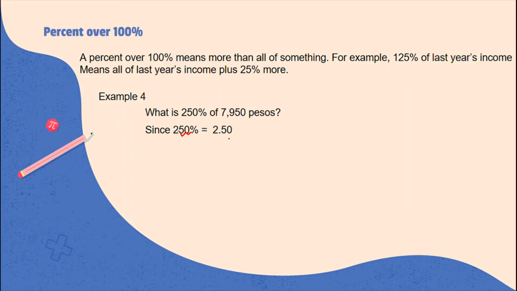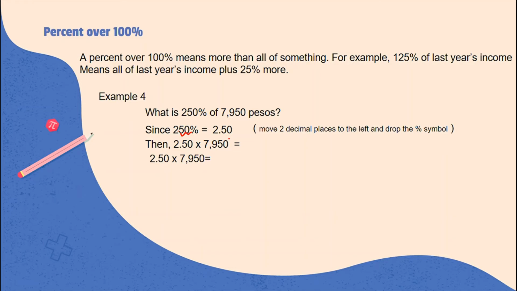So that makes it 2.50. Multiply it with 7,950 pesos, and we get the answer of 19,875 pesos. Always remember that when a percent goes over 100, we just change it into a decimal. After changing it into a decimal, we could multiply it with our number and we could now find our answer.